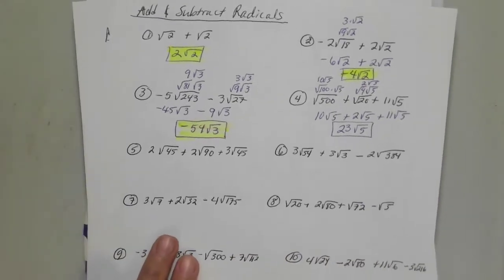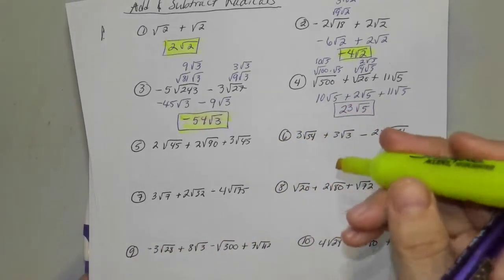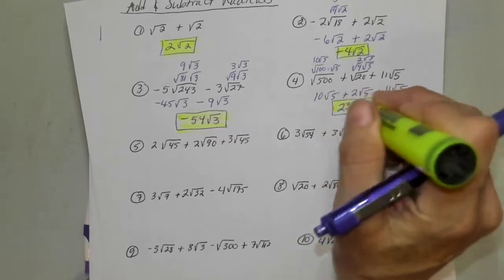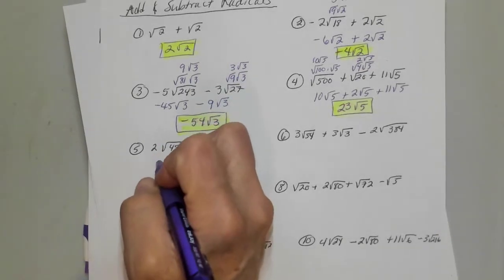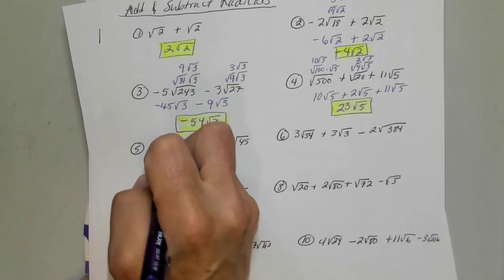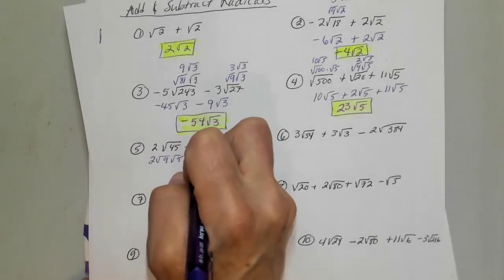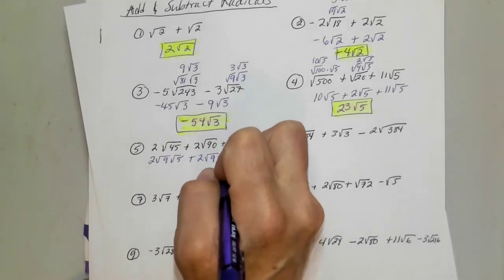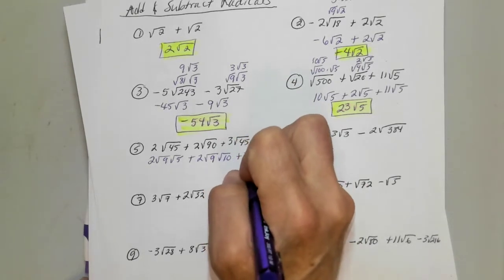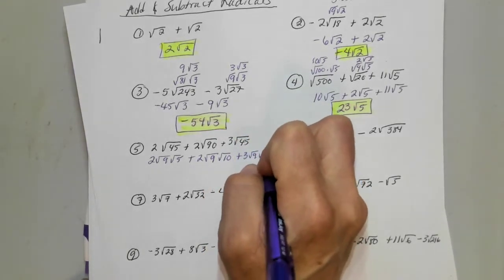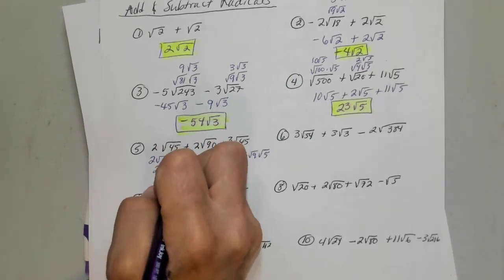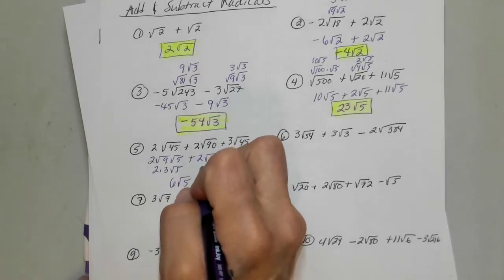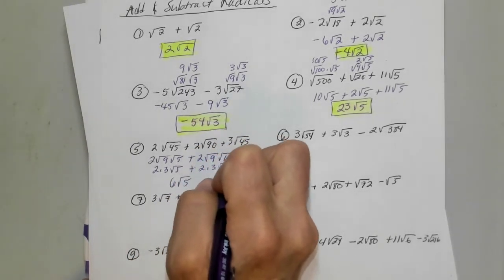All right, moving on. Number 5, we got a square root of 45, a square root of 90, and a square root of 45. So for sure, there's a 9 that goes into all of these. So 2 root 9 root 5 plus 2 root 9 times 10 plus 3 root 9 root 5. That will give me 2 times 3 root 5, which is 6 root 5, plus a 2 times 3 root 10.